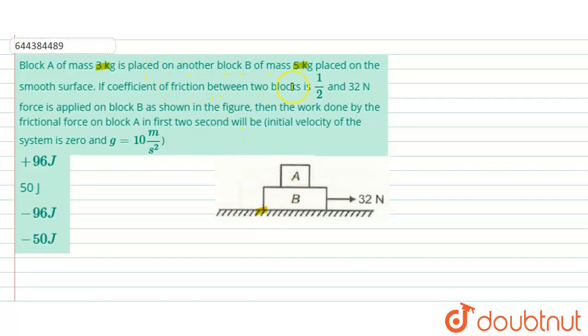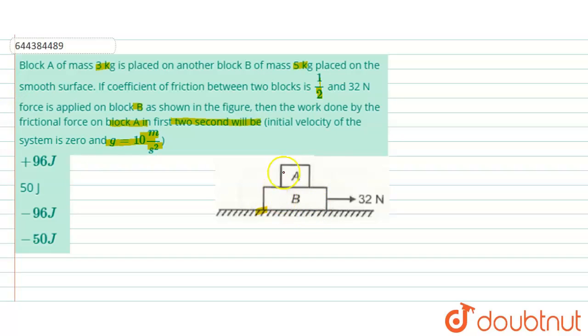If the coefficient of friction between the two blocks is 1/2 or 0.5 and a 32 Newton force is applied on the block B as shown in the figure, then the work done by the frictional force on block A in the first 2 seconds will be, and we have to take the value of g as 10 meter per second square. Now let us try to solve this problem.